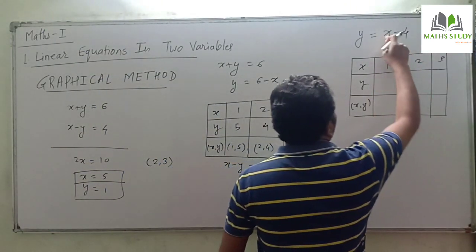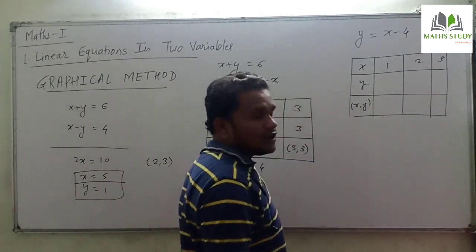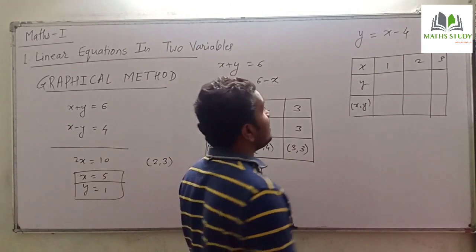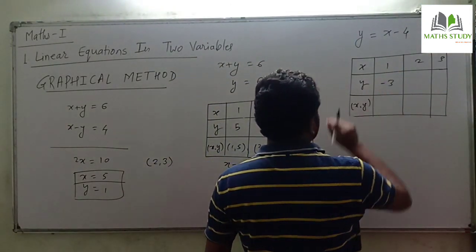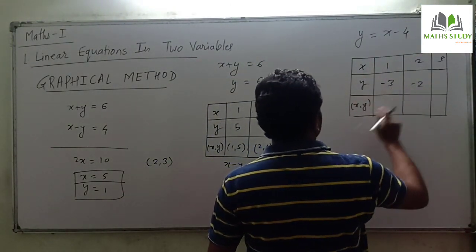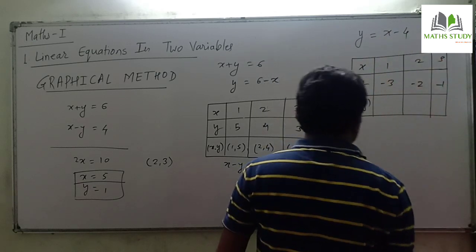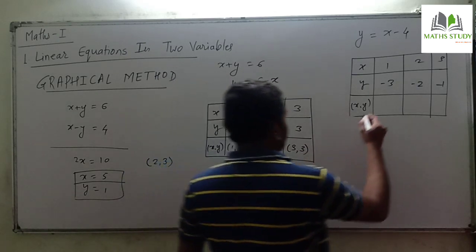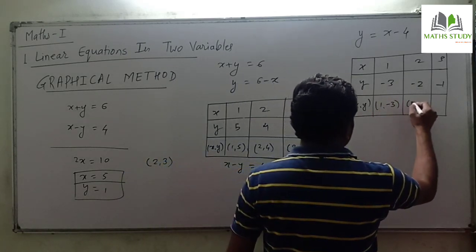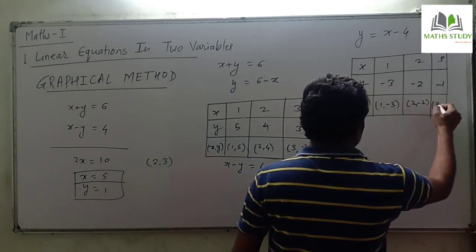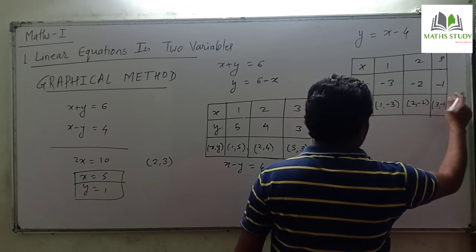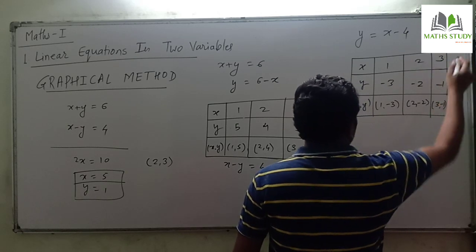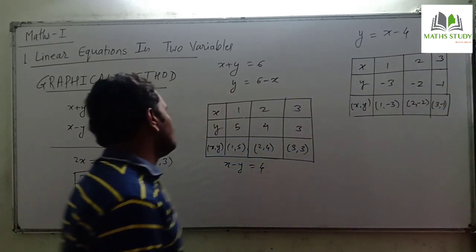1, 2, 3. If you take x is equal to 1, then 1 minus 4 will be minus 3. 2, 2 minus 4, minus 2. 3, 3 minus 4, minus 1. So you got the coordinates 1, comma minus 3, 2, comma minus 2, 3, comma minus 1.